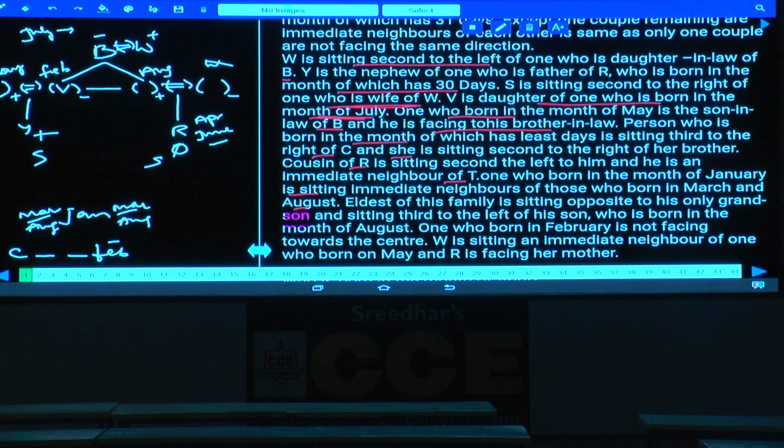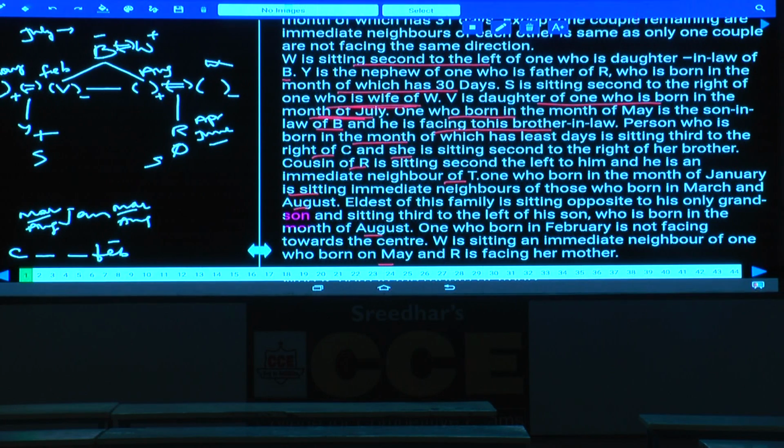Eldest of this family is seated opposite to his grandson and seated third to the left of his son, who is born in the month of August. And one who was born in the month of February is not facing towards the center. W is an immediate neighbor of the one who was born in May.